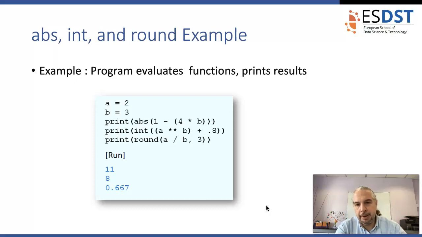Here you can see a brief example program that evaluates functions and prints the results. So I have a equals 2, b equals 3, and we ask for the absolute value of a calculation. You can do a calculation there without a problem. You will get 11. Then convert to an integer the result of a to the power of b plus 0.8. So you will still get 8 because the 0.8 will be ignored. And round this to 3 decimal points.